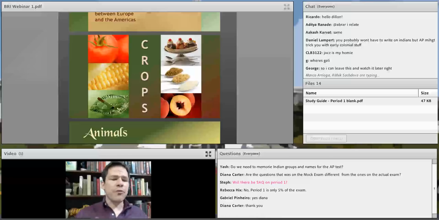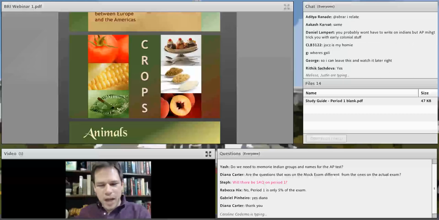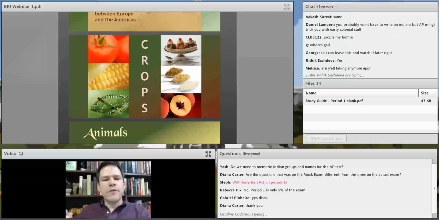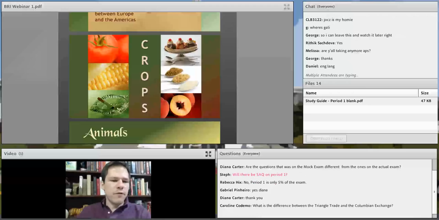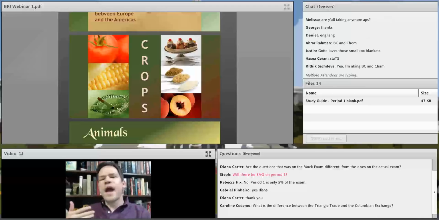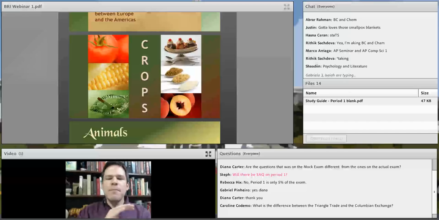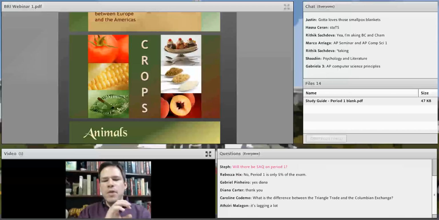And so, as far as crops, one thing is you don't want to go over an exhaustive list of the Columbian Exchange. That would be a waste of time, I think. But what you do want to do is look at a few of these items, and consider maybe having two or three from the Old World to the New World, and maybe two or three from the New World to the Old World.